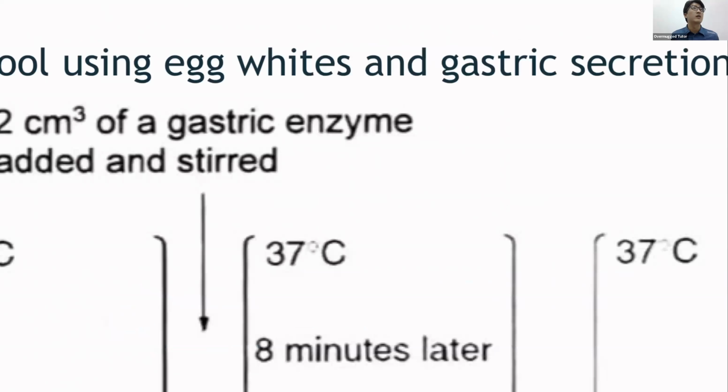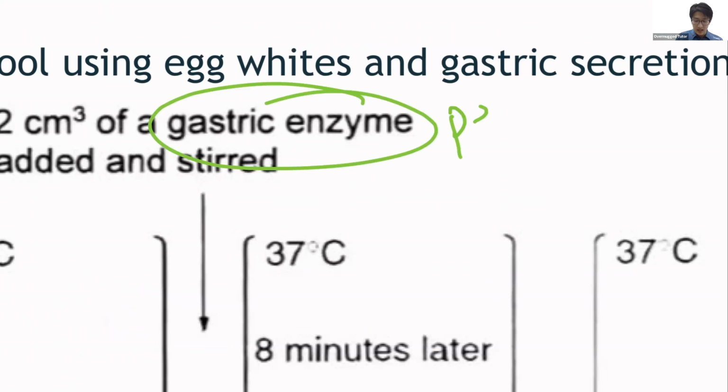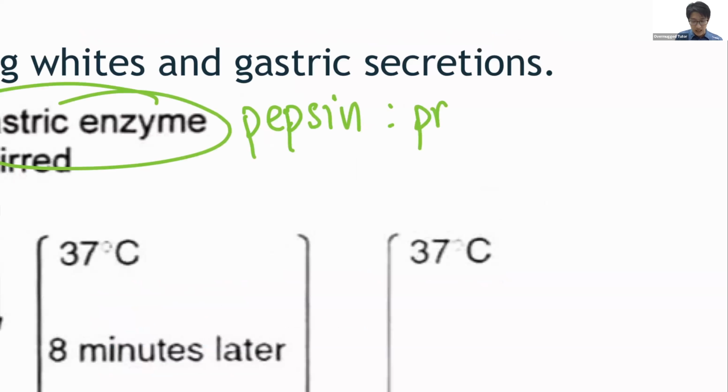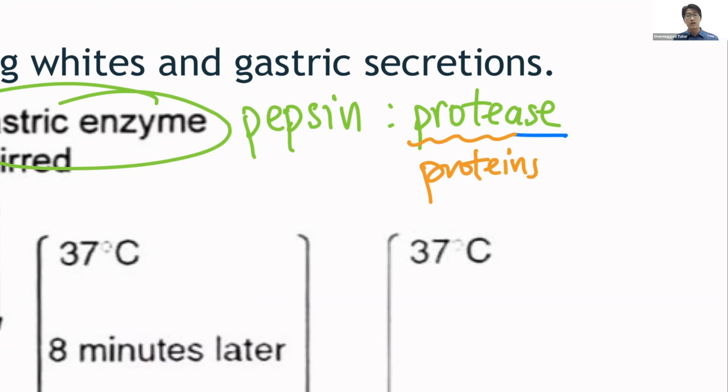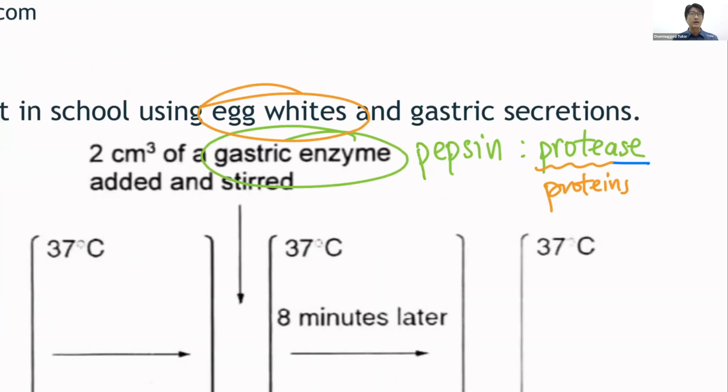Proteins, right? So this gastric enzyme over here, specifically, we are looking at pepsin, which is a protease. Back to basics. ACE tells me it's an enzyme. The words before that tell me what it breaks down, which is therefore the protein. So pepsin is a protease which breaks down proteins. And we already know that egg whites contain proteins. This is why this reaction can occur.